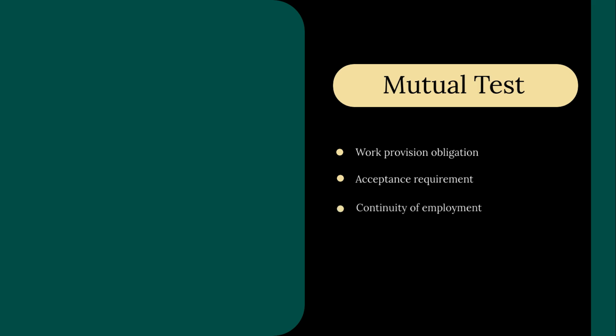This test examines if there's a mutual obligation for work provision and acceptance. It highlights the continuity of employment relationships. Key factors include guaranteed work and acceptance requirements. It's useful for assessing ongoing employment. However, it may not capture modern gig economy roles.